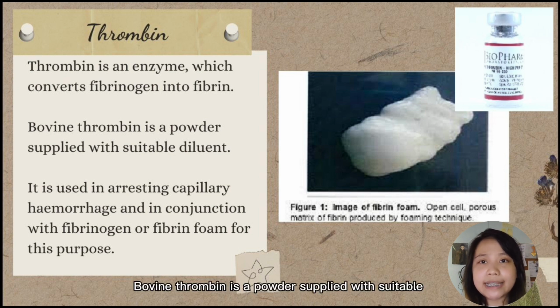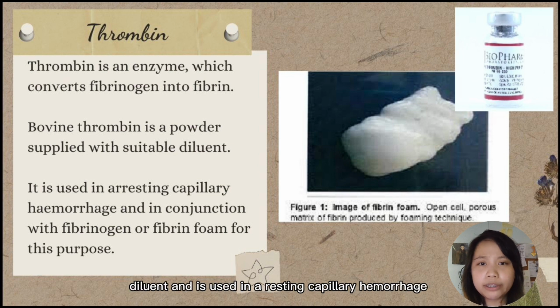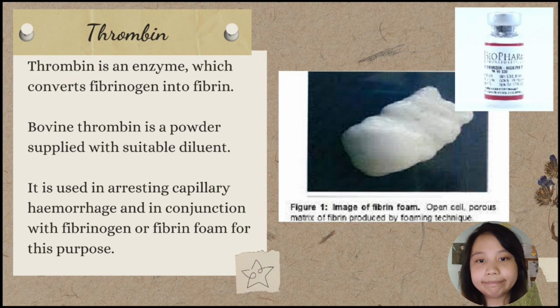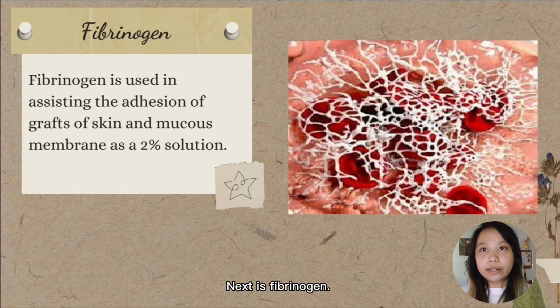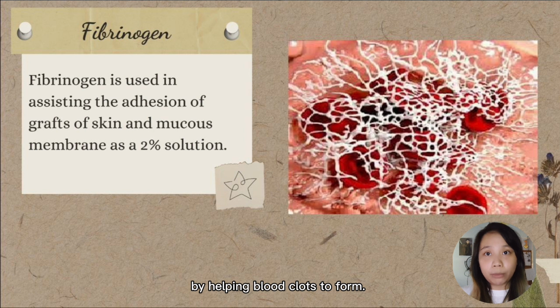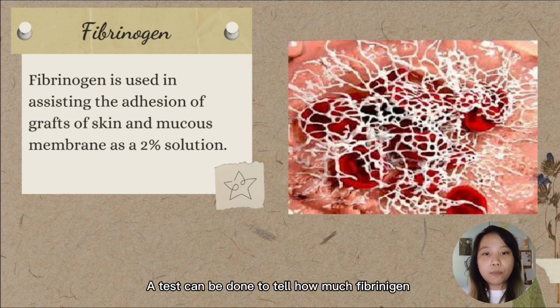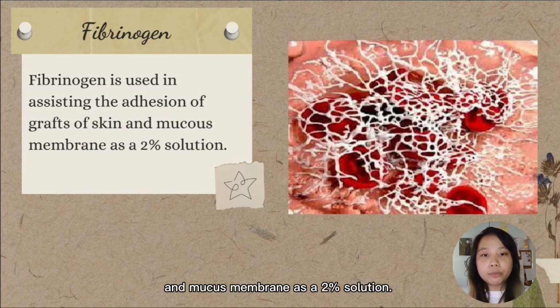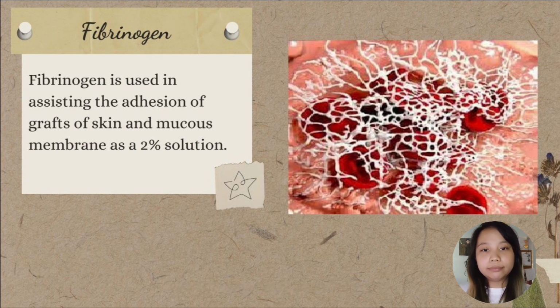Bovine thrombin is a powder supplied with suitable diluent and is used in arresting capillary hemorrhage and in conjunction with fibrinogen or fibrin foam for this purpose. Next is fibrinogen. Fibrinogen is a protein produced by the liver which helps to stop bleeding by helping blood clots to form. A test can be done to tell how much fibrinogen you have in your blood. It is used in assisting the adhesion of grafts of skin and mucous membrane as a 2% solution.